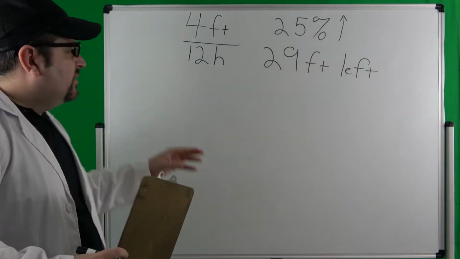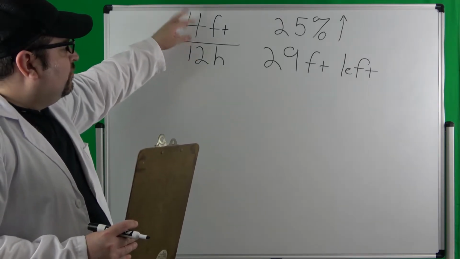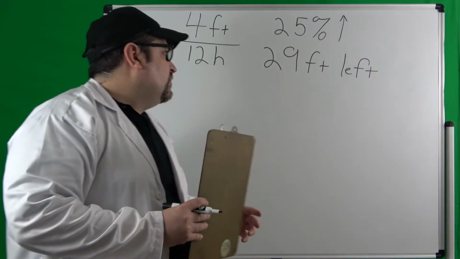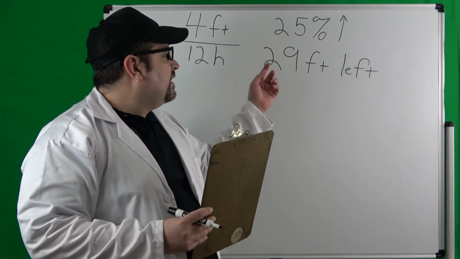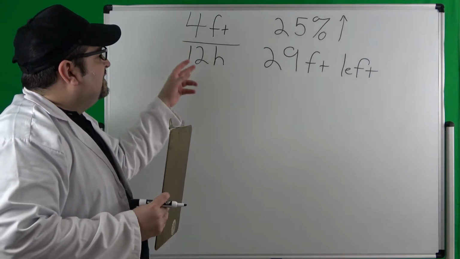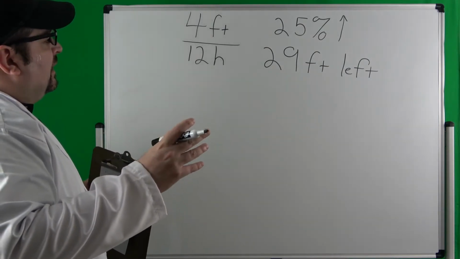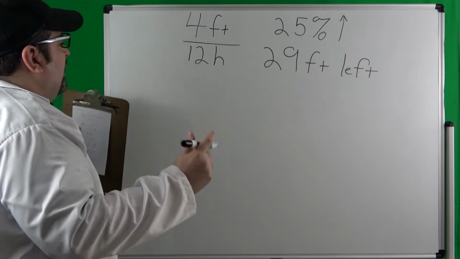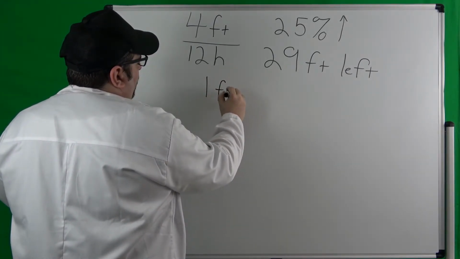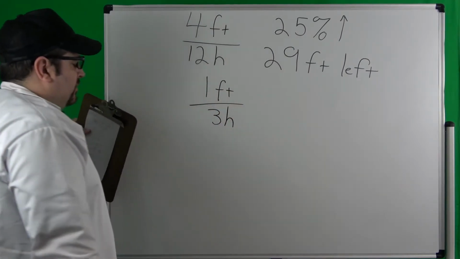Alright, so first thing we want to do is I just wanted to jot down all the important information. That's the rate she's working. We're going to increase that by 25%, and she's got 29 feet left to do. The first thing I notice is this. Let's go ahead and just reduce this to make it easier. If she can do 4 feet in 12 hours, then that means she can do 1 foot in 3 hours, right?